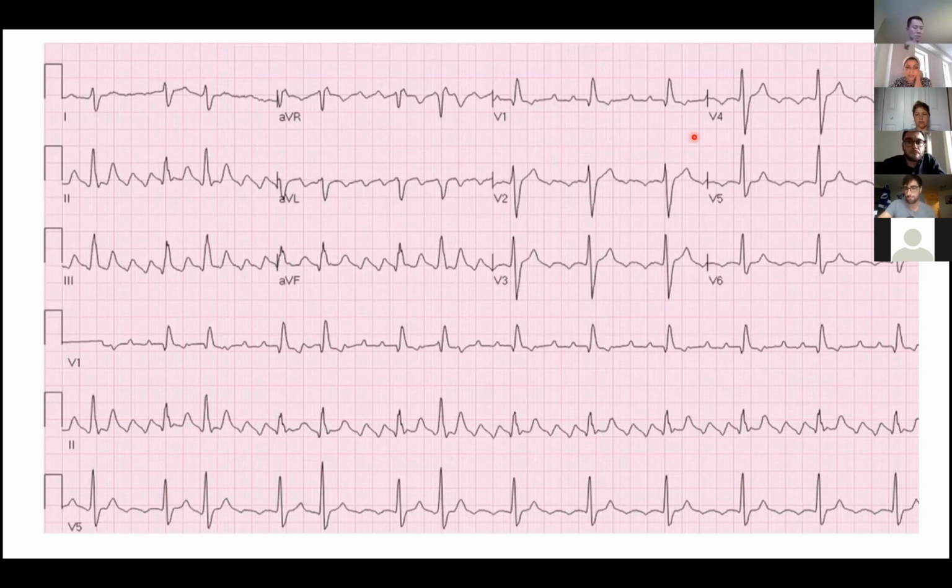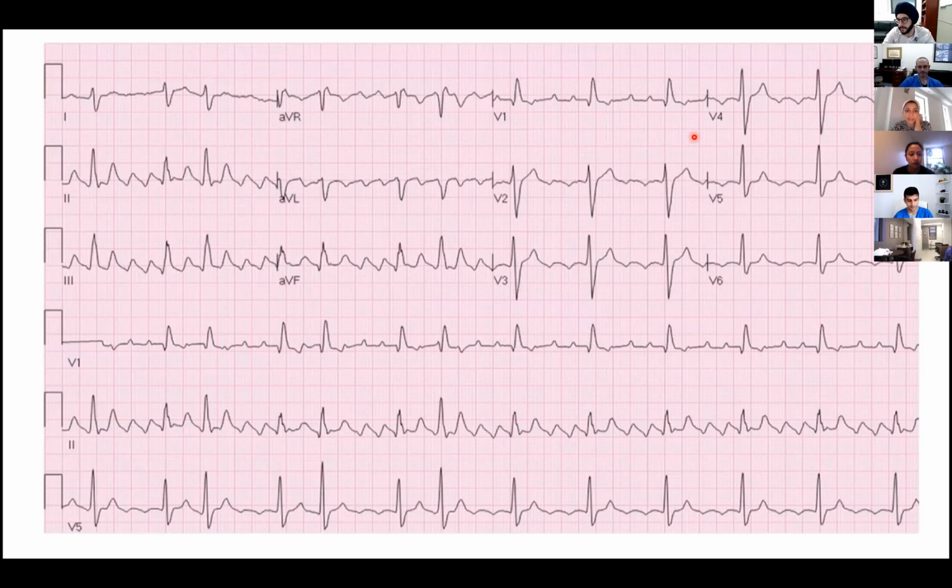So this is a narrow complex tachycardia. I can see atrial flutter waves on the inferior leads. Perfect. Let's go step by step just to reinforce the stepwise analysis. First, is it regular or irregular? It's irregular, narrow complex. Okay, so irregular, what is your differential diagnosis?